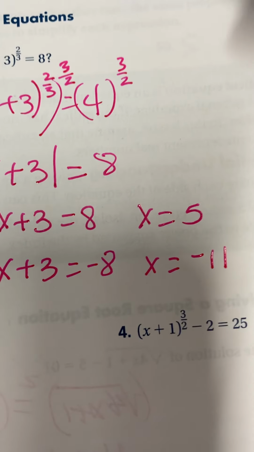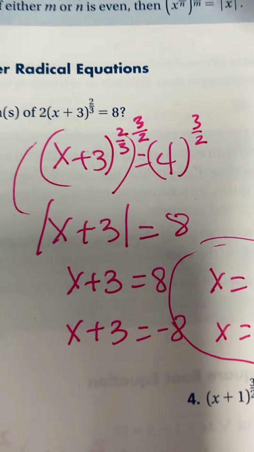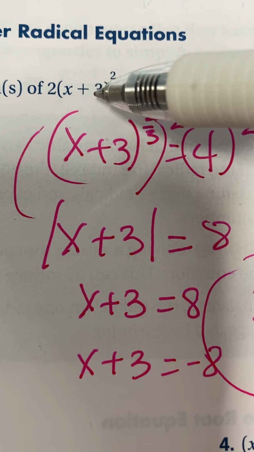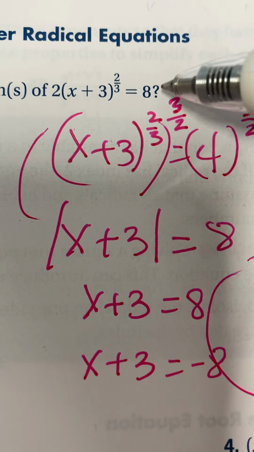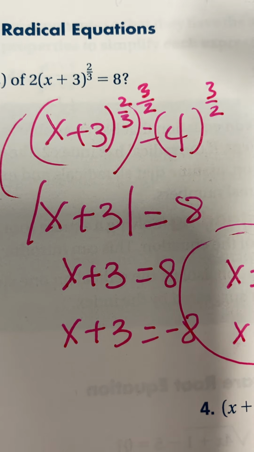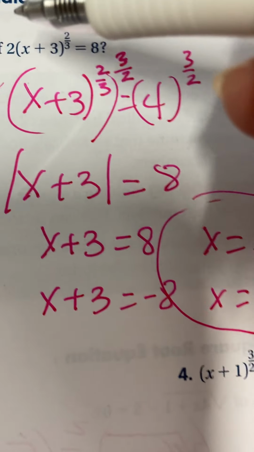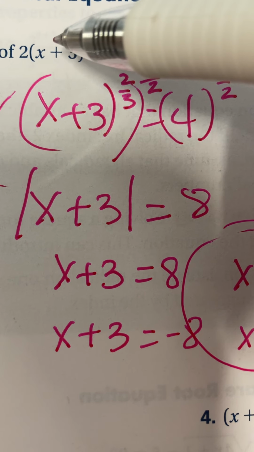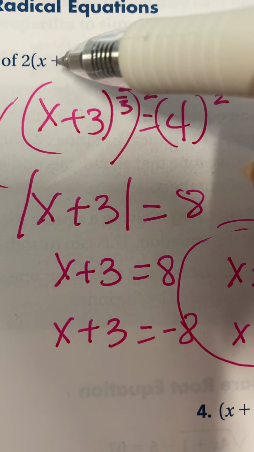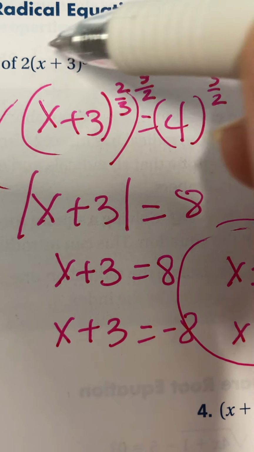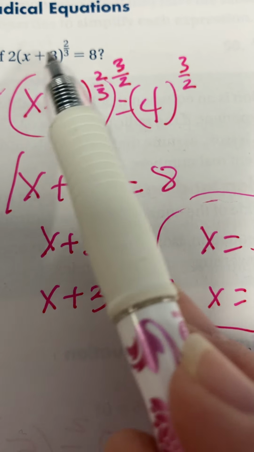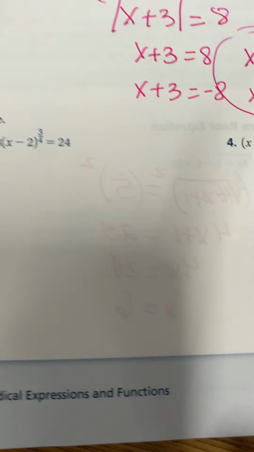Let's go back up to the original problem and check our answers. All right, so if we go and we stick a 5 in here, 5 plus 3 is 8. The cube root of 8 is 2. 2 squared is 4, and 4 times 2 is 8. Take the negative 11, put it in here. Negative 11 plus 3 is negative 8. The cube root of negative 8 is negative 2, but negative 2 squared is 4, and 4 times 2 is 8. Because you're going to be squaring, you can either have a positive or a negative in here when you go to do that, and both of those give you the answer of 8.